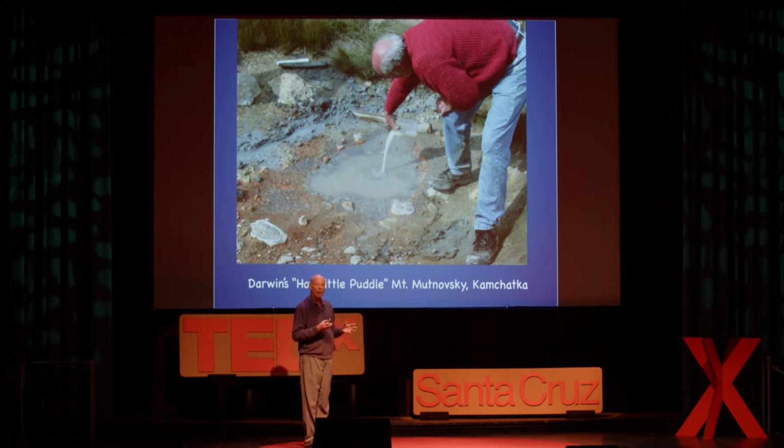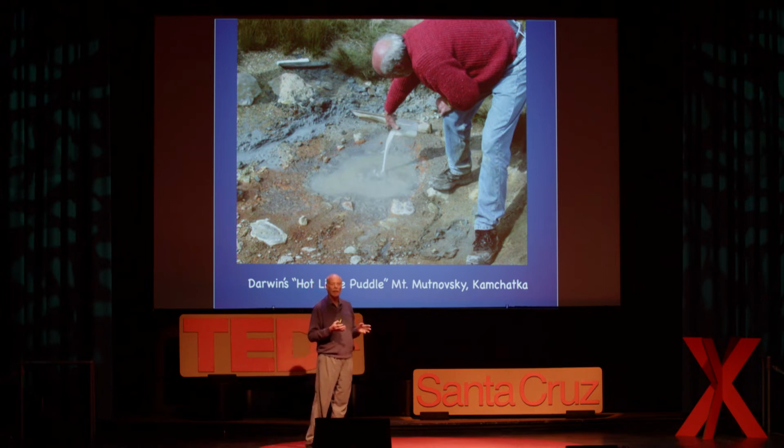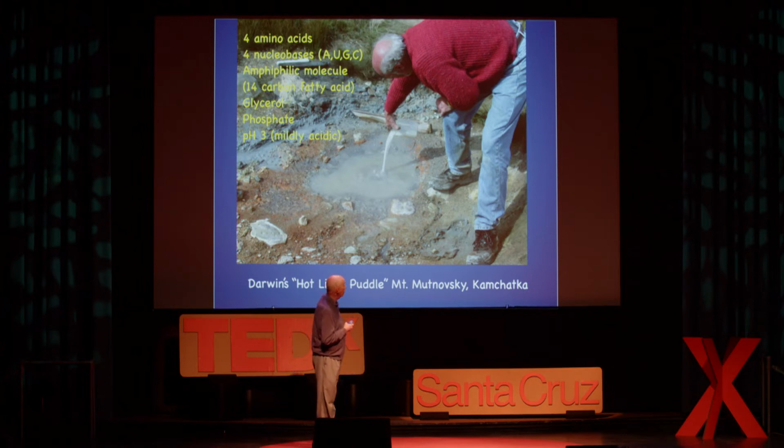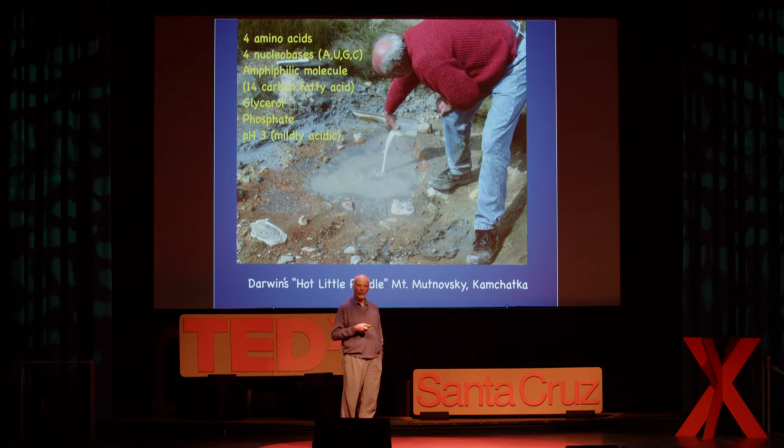And into that puddle, I poured a prebiotic soup containing 4 amino acids, 4 nucleobases of DNA and RNA, a carbon compound called a fatty acid, which is basically a soap, and that's going to become important, so remember that. Also some glycerol, phosphate, and the pool was at pH 3, which is mildly acidic. It's about like lemon juice, okay? Then, over a period of minutes and hours and days, we took samples of that pool and brought it back home to analyze in the lab.